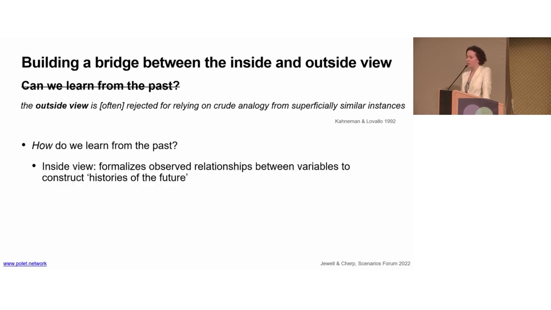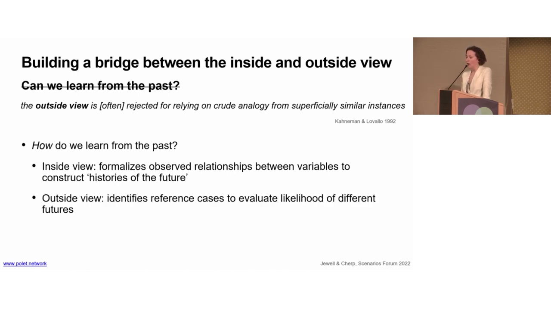The inside view formalizes observed relationships between variables to construct histories of the future, either desirable futures which meet climate targets and solve other sustainability challenges, or nightmarish scenarios. And the outside view identifies reference cases to evaluate the likelihood of different futures, irrespective of their desirability or nightmarishness. At first glance, these two may seem very similar. But the key difference is in this word observed.